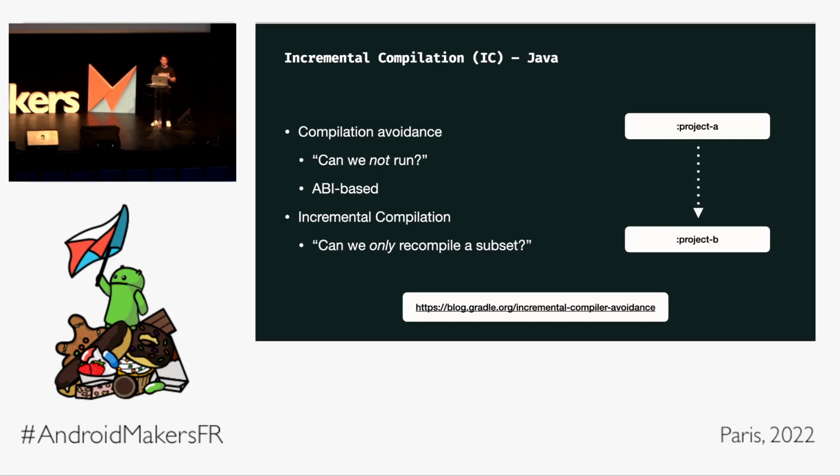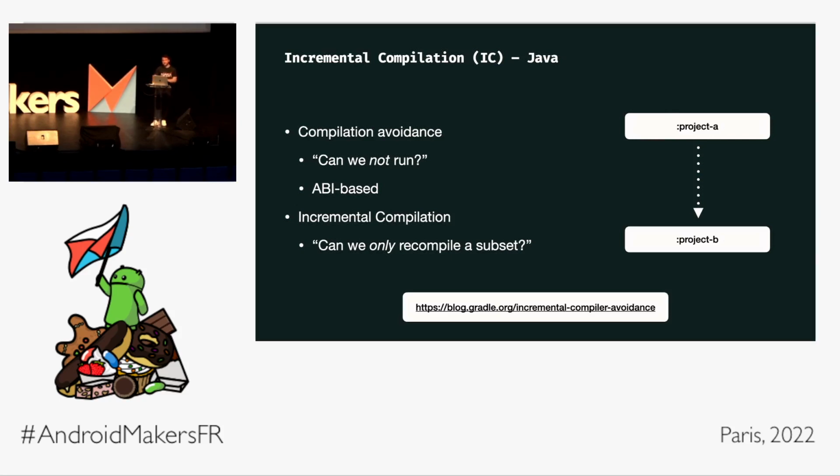This is usually done based on what's called an ABI, or an application binary interface. You can think of this as sort of like a public API. So if you say, change a method to add a print line to it, and nothing else has changed, then theoretically, everything that depends on that doesn't need to recompile because no signatures have changed. And this is how the Java compilation avoidance in Gradle itself works.